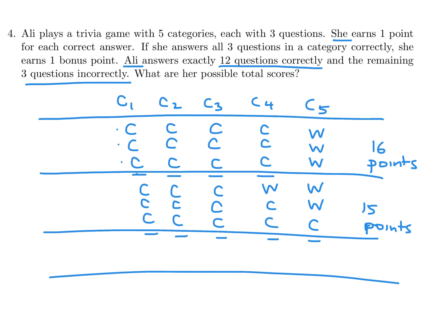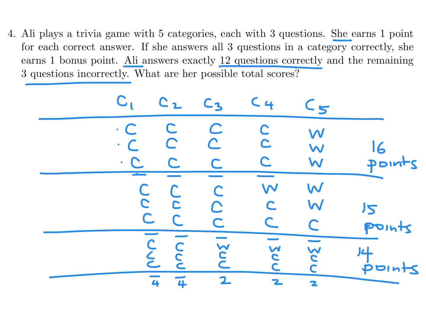And then the other, of course, is if the wrongs were in 3 separate categories like that. And then if you fill in all the C's and then count the points, we will have 4 for this guy, 4 for this guy, 2, 2, and 2. So that's going to be 14 points.